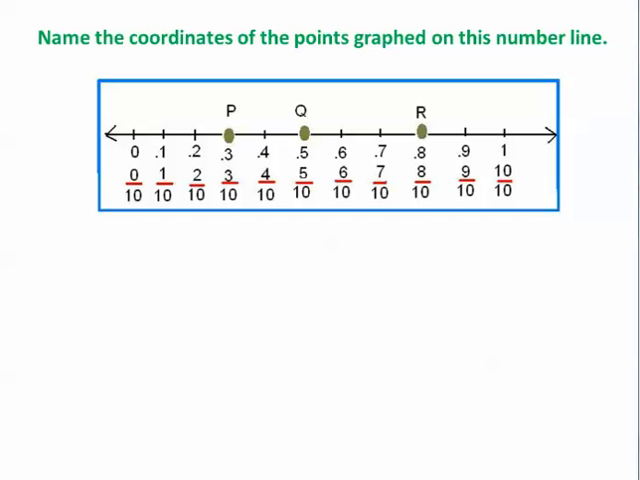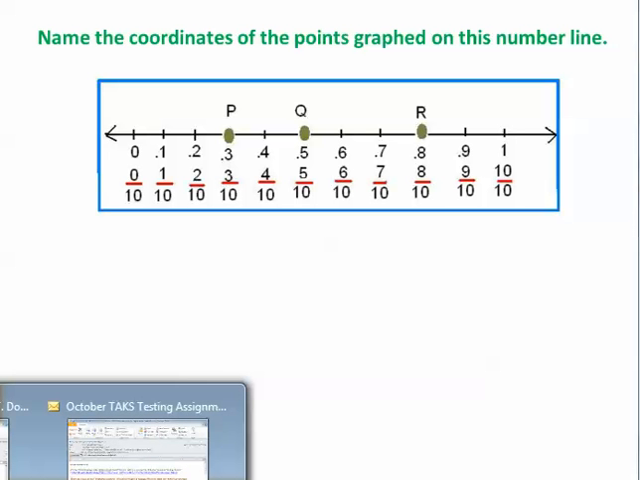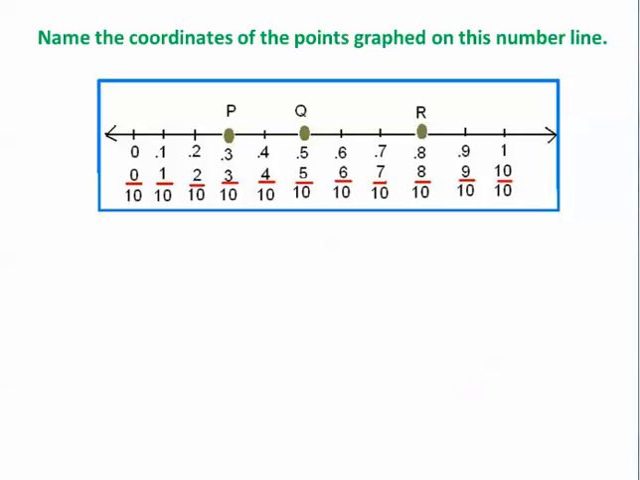This time we'll be looking at homework 2 in Unit 2. We're going to be looking at number lines and ordering numbers. The very first question in your homework assignment gives you a number line far less complicated than this one, by the way, and simply asks you to name the coordinates of the points graphed on the number line. They want you to name the numbers that have little marks on them.